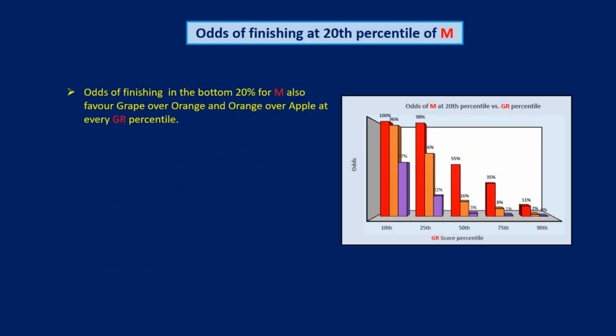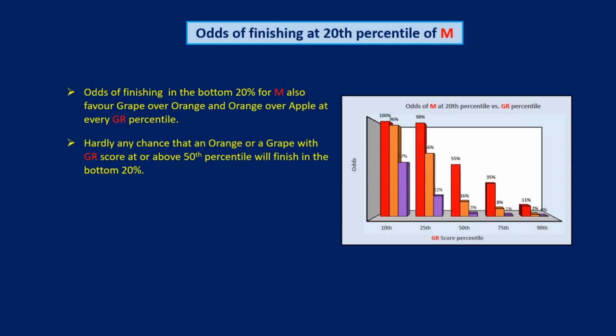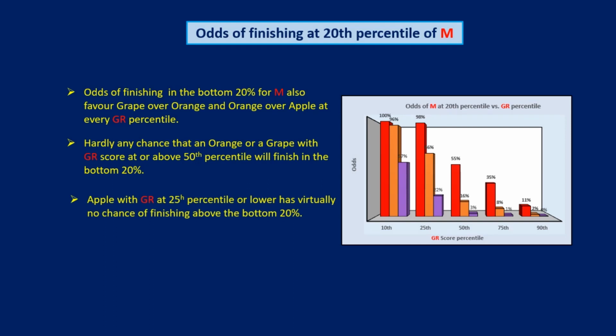We can also look at things the other way around. What are the odds that a rider will finish in the bottom 20% given his GR and IN scores? Here are the results, and the story they tell is similar. At all GR score percentiles, the orange has a clear advantage over the apple, and the grape has a clear advantage over the orange. There's hardly any chance that an orange or a grape with a GR score at the 50th percentile or higher will finish in the bottom 20%, but an apple with a GR score at the 25th percentile or lower has virtually no chance of finishing above the bottom 20%.